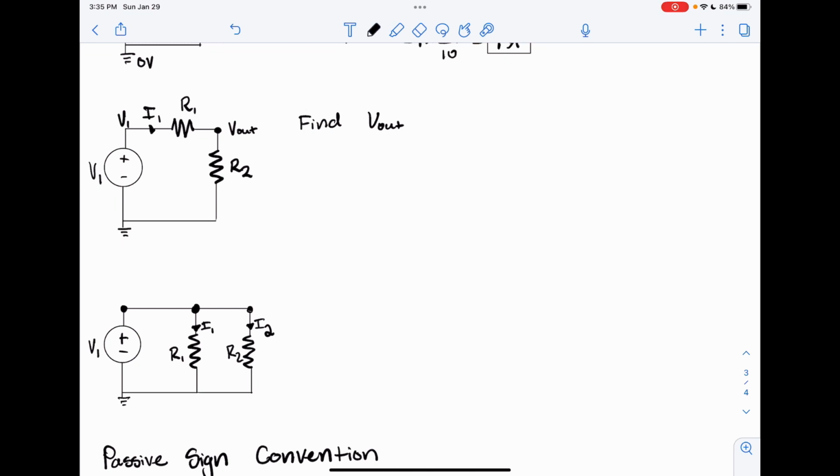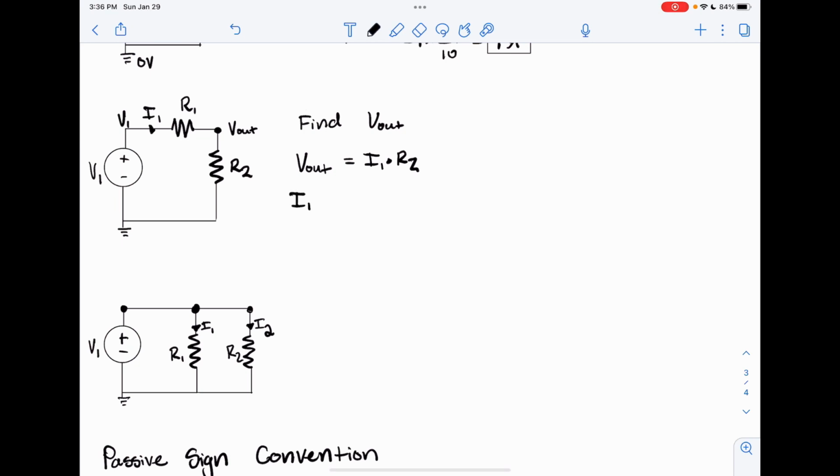So let's use that knowledge to find V out. Well, if we know the value of I1 and we know the value of R2, then we can find V out, because we know that V out is going to be equal to I times R. So I1 times R2. Now, how do we find I1? Well, let's write an expression for I1 in terms of the circuit we were given.